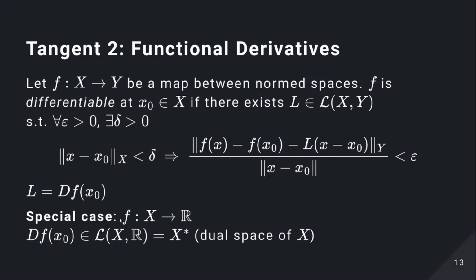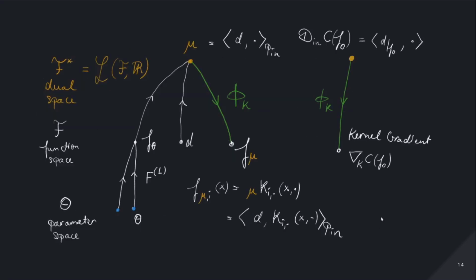And the special case is when F is a map from a normed space X to R, which is also a normed space in some way. Then the derivative would actually be an element of the dual space, because it's just a linear map from X to R. So now I have all the things I need to explain this maybe not so readable diagram.